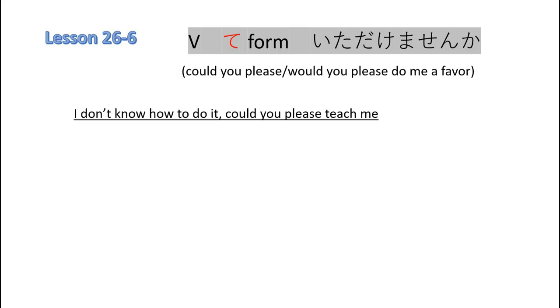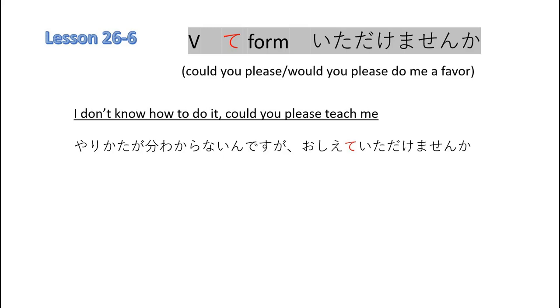For example, I don't know how to do it. Could you please teach me or would you please do me a favor by teaching me? やり方がわからないんですが. So in this first part of the sentence, we are using the previous grammar pattern, んですが, introducing a new topic and showing the hesitation. I don't know how to do it. やり方がわからないんですが. Now, verb te form いただけませんか?